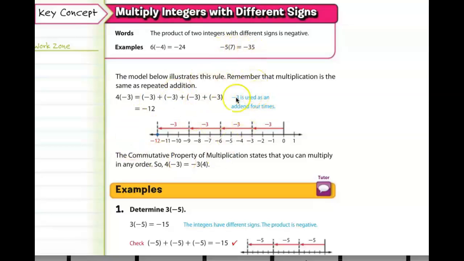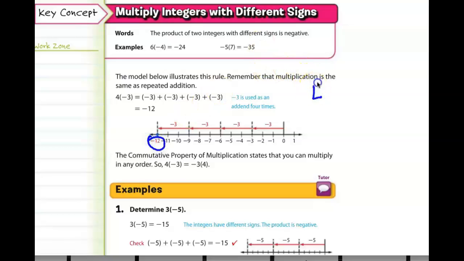So the model below shows the example. Now we've been using counters, but you can also do this on a number line. So you can see in this model, we have 4 groups of -3. 1 group of -3, 1 group of -3, 1 group of -3, 1 group of -3. So you can see that the actual number line looks like the repeated addition sentence of -3 plus -3 plus -3 plus -3, and where you're going to land will be -12.